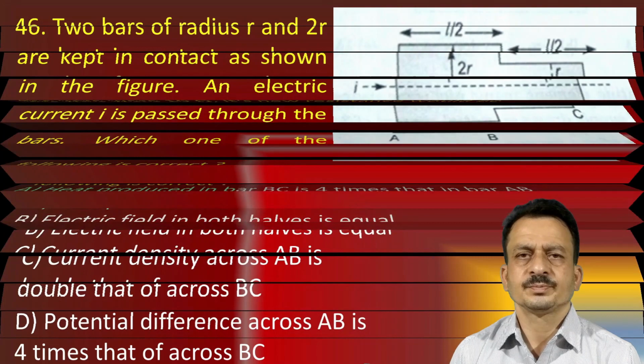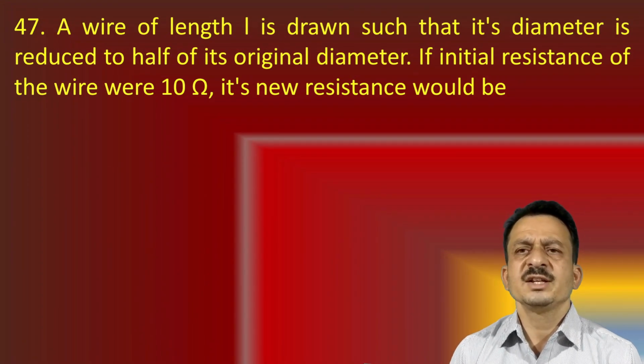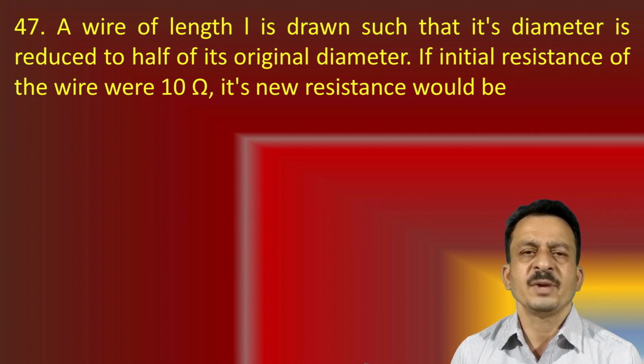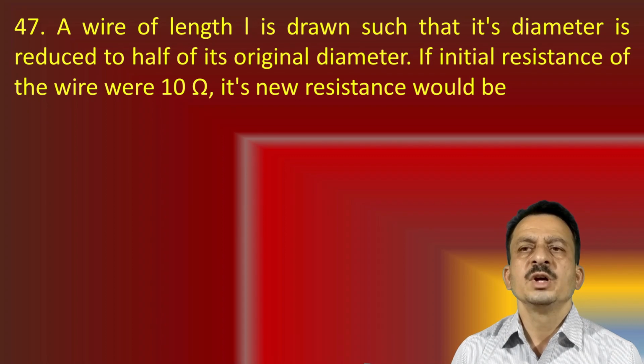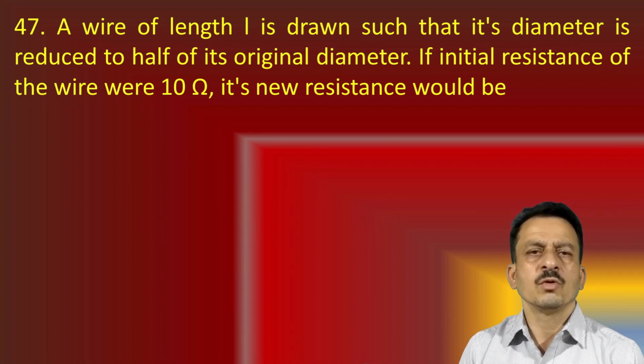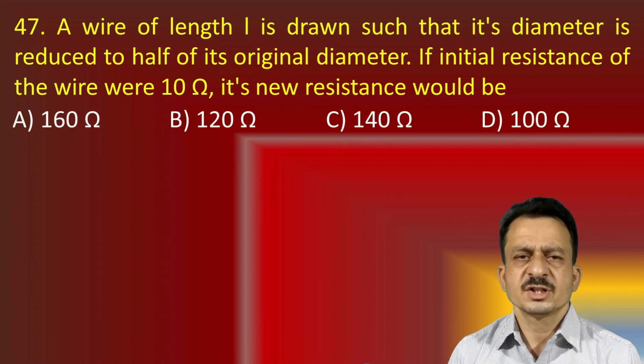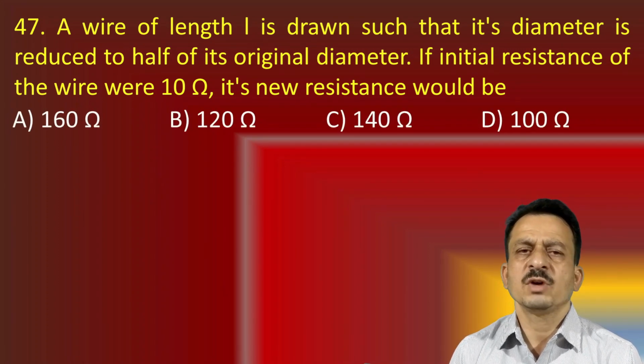Next problem. A wire of length L is drawn such that its diameter is reduced to half of its original diameter. Diameter is reduced to half, therefore n should be 2. If the initial resistance of the wire is 10 ohm, its new resistance would be: options A 160 ohm, B 120 ohm, C 140 ohm, D 100 ohm.